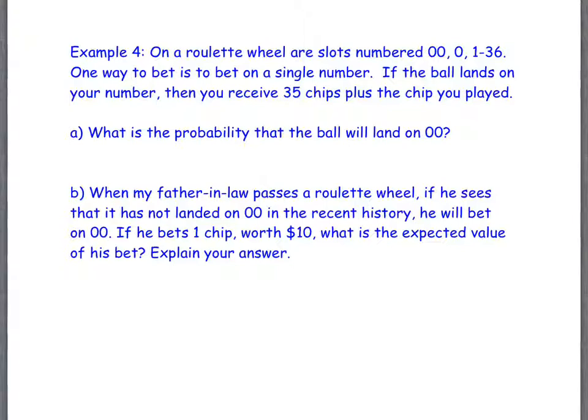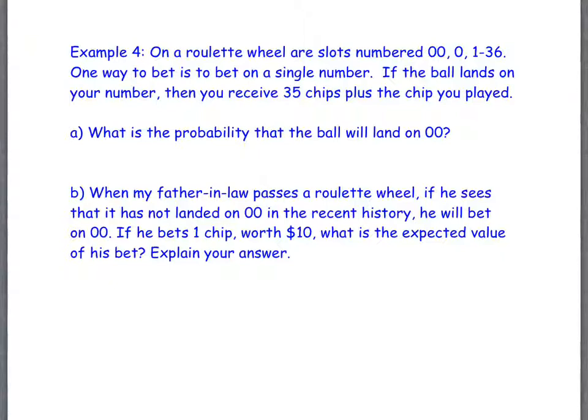Have you guys seen a roulette wheel before? It's just a spinner that has a bunch of numbers on it. It has the numbers 0, 00, like 2 zeros, and then the numbers 1 through 36. One way to bet is to bet on a single number. So you spin it, and you're betting that it's going to land on a 6 or whatever. Okay, that's one way to bet.